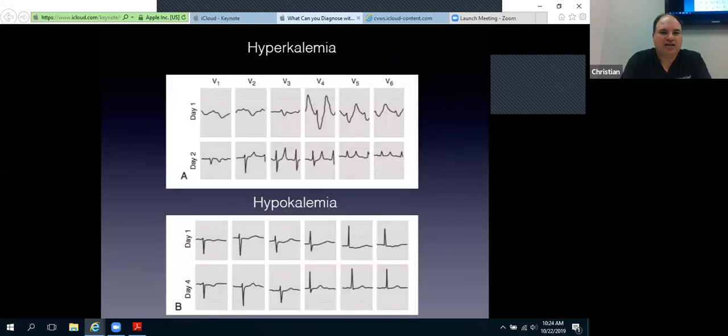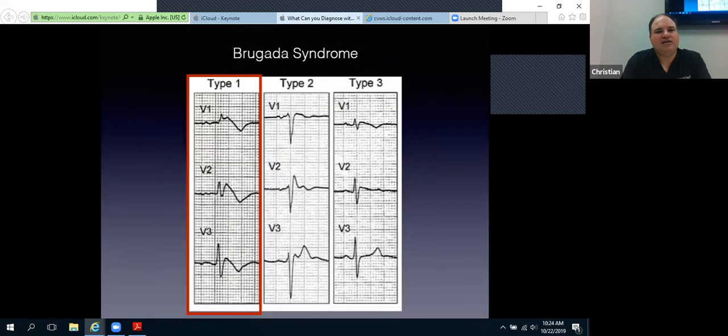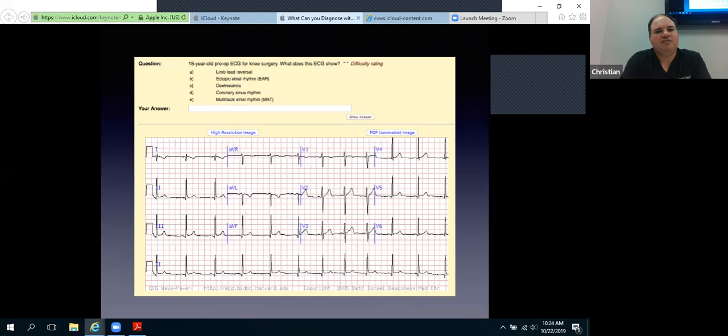There's a website that's maintained by Harvard. That's a really great learning website, and I'll give you that website later. What they have is a self-learning tool, so you can go through hundreds of EKGs, and they'll give you a scenario. This is an 18-year-old pre-op ECG for knee surgery. What does this EKG show?